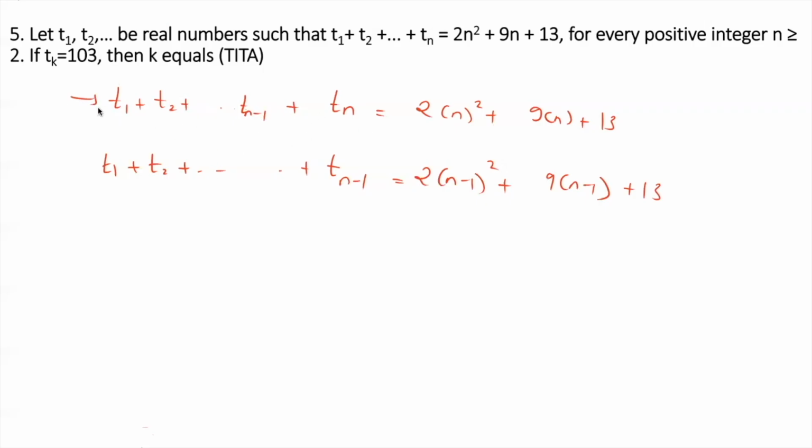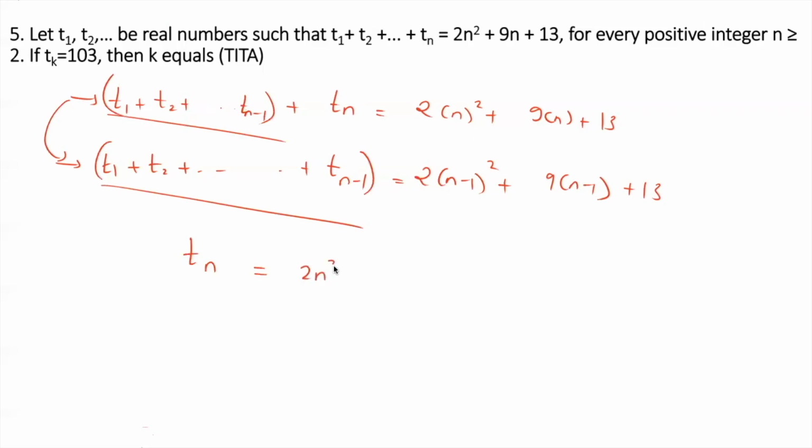Okay. Now, T1 plus T2 plus T3 up to Tn minus 1 plus Tn is also there in this first series, right? So if I subtract the second equation from the first, T1 plus T2 plus T3 up to Tn minus 1 will get cancelled from both the equations, right? On the left hand side, I will simply have Tn remaining. Tn will be equal to, on the right hand side, we have 2n square plus 9n plus 13 minus this part, 2 times n minus 1 square plus 9 into n minus 1 plus 13.